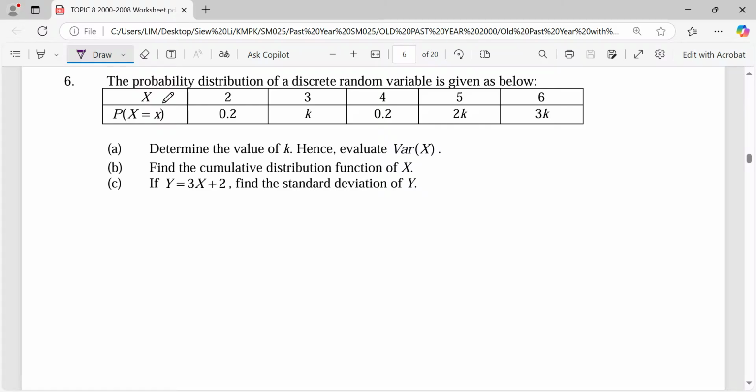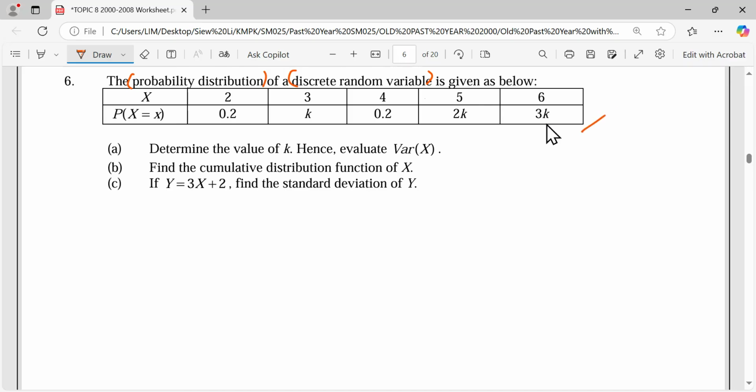Hi everyone, for this question it is given that this is a probability distribution function for a discrete random variable. So you can see when we're dealing with discrete, the table is given. So we are using the table to understand or interpret our question. First of all, we need to find the value of k, our missing probability value here, and evaluate its variance.